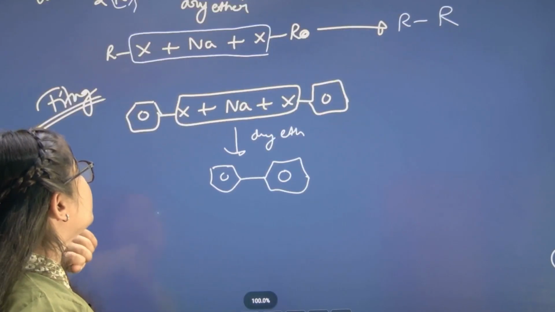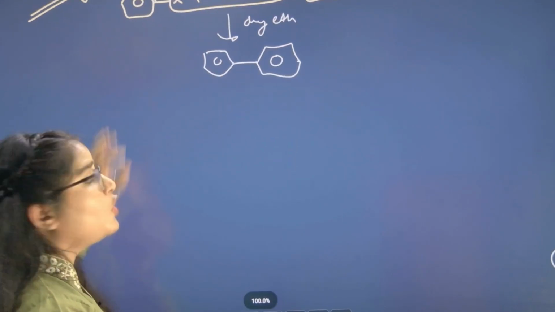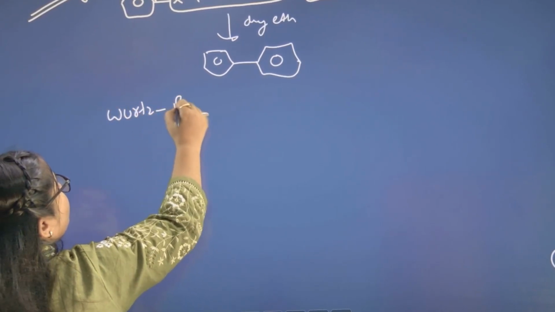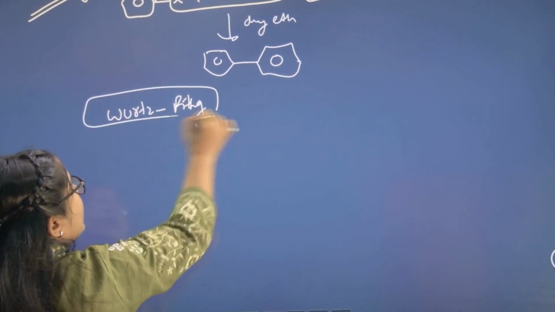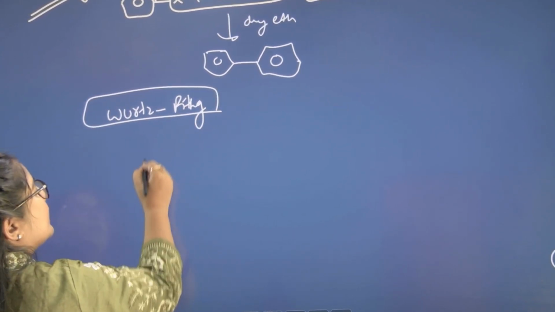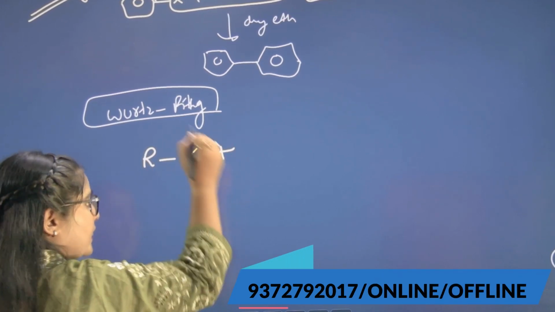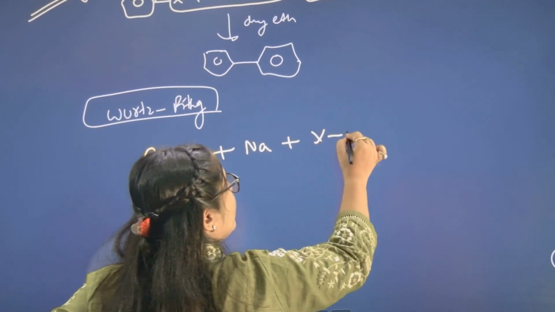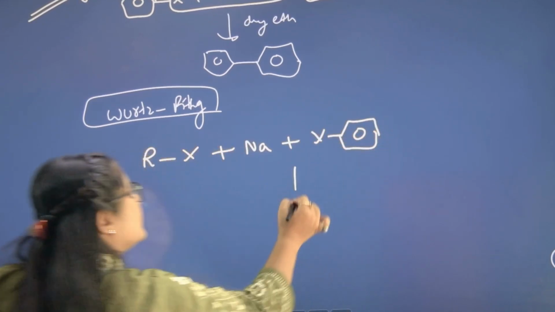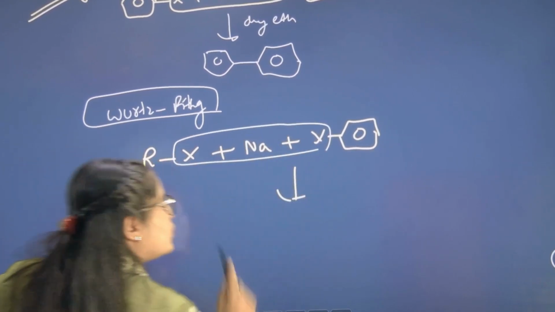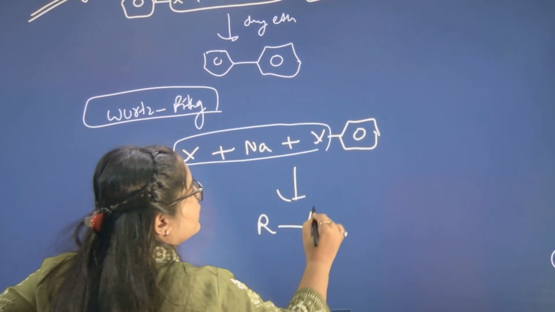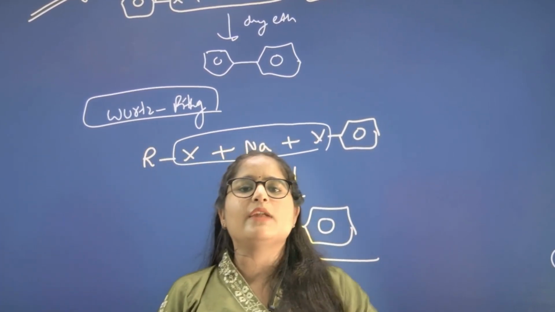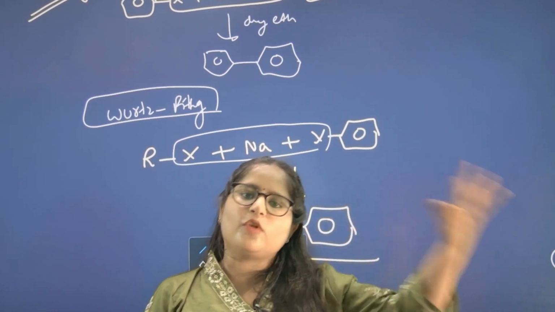Now we are going to mix this Wurtz and Fittig, so it will be known as Wurtz-Fittig reaction. I will take 1 alkyl halide and then sodium in the presence of 1 aryl halide, that is 1 benzene ring. And now again the same thing, I will remove this. What will I get? R on the head of the benzene. So this is all about our Wurtz reaction, Fittig reaction and Wurtz-Fittig reaction.